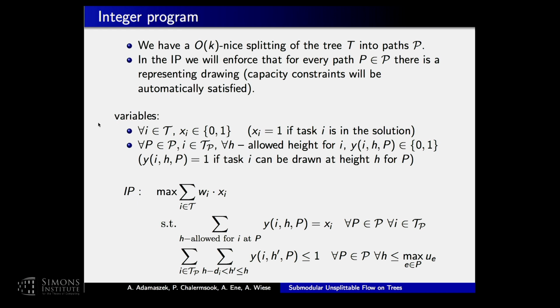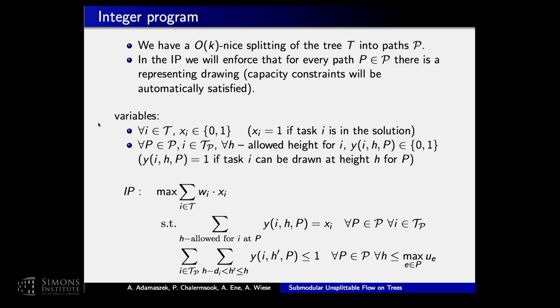We want to maximize the profit of our tasks that have been scheduled. For now, we have a linear cost function. Later, I will tell you how to extend it to submodular. And here we have the constraint saying that if a task has been scheduled, then for every path, it has been drawn somewhere. That is, for every path and for every task, the sum over all heights where the task can be drawn of the variables y equals x_i. Okay? That means that every task that has been scheduled is drawn somewhere.